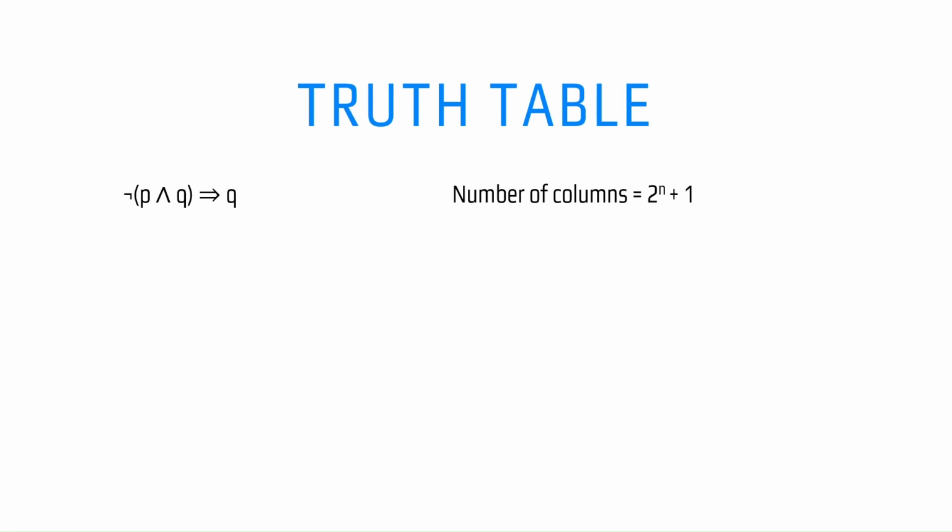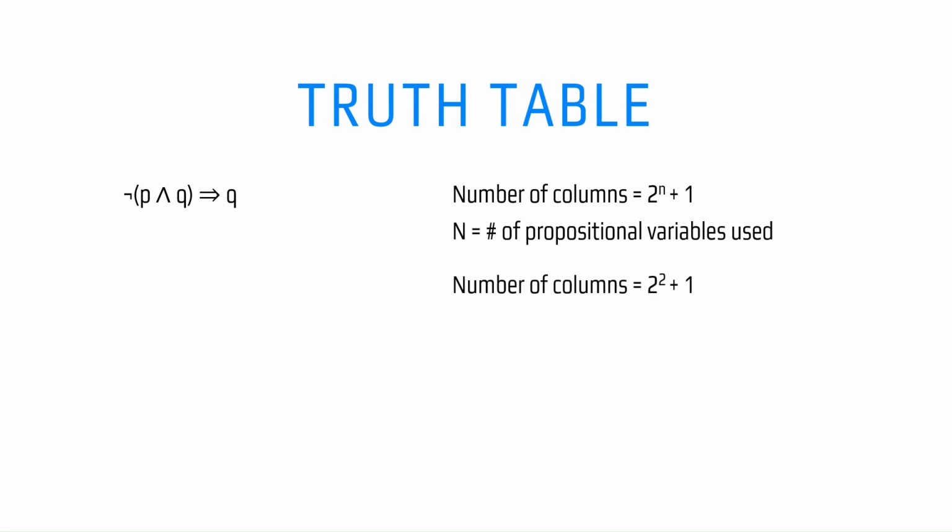Since there are only two truth values, T or true and F or false, 2 raised to n is used, wherein n is the number of propositional variables used. In this case, the number of columns would be 2 raised to 2 plus 1, which gives us 4 plus 1. One column is added as this column serves as the cells containing propositional variables and compounds we will extract later. Hence, the number of columns required for this compound proposition is 5.